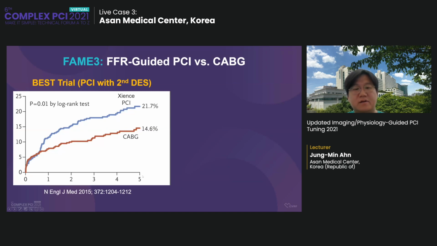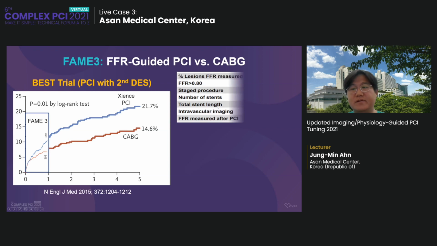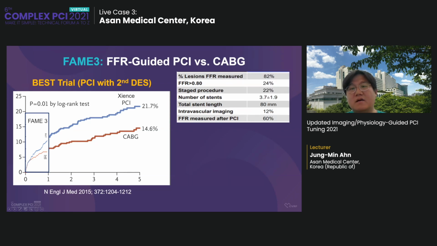This is a 5-year follow-up study published in the New England Journal of Medicine. This is the FAME trial 1-year outcomes. FAME trial 1-year outcomes were very overlapped with the BEST trial. Why did it happen? Look at the PCI procedure, number of lesions: the percentage of lesions where FFR was measured is 80%.